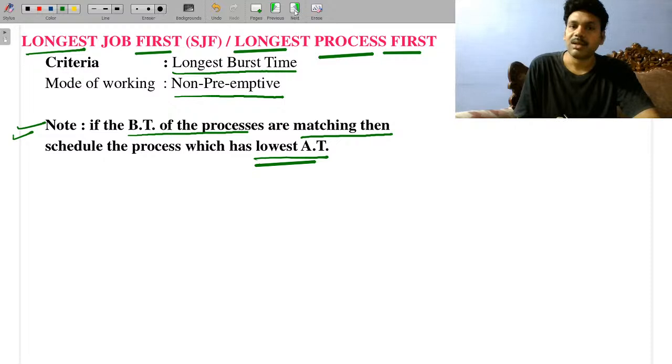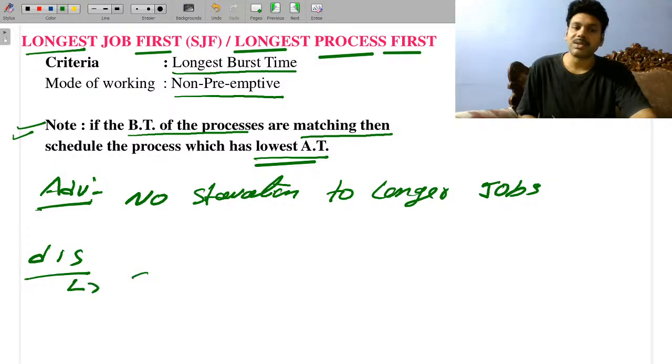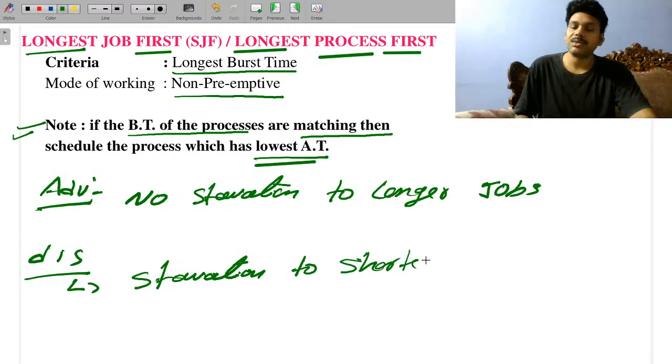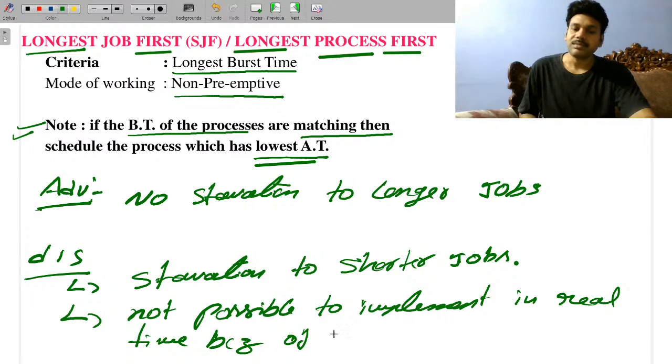Now, what is the advantage here? No starvation to longer jobs. Please understand carefully. But there is a disadvantage. What is the disadvantage? Reverse: starvation to shorter jobs. This time it is going to give starvation to shorter jobs, and this is also not possible to implement in real time, because of the calculation of burst time.